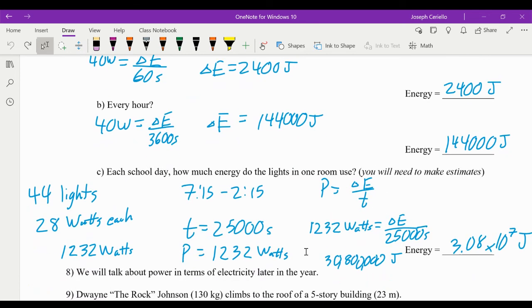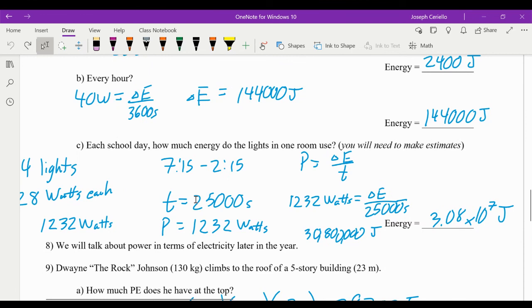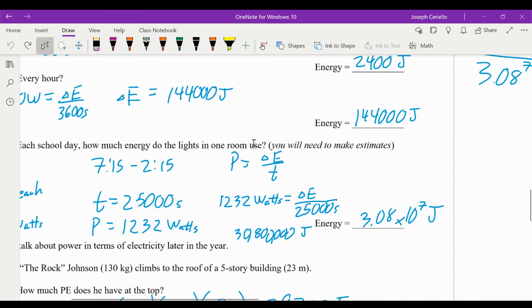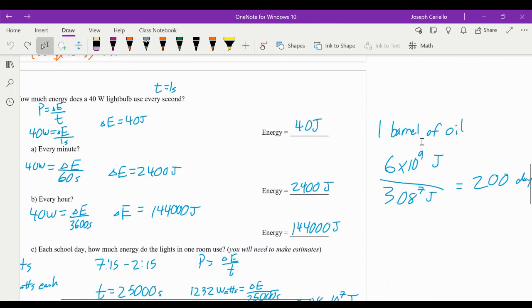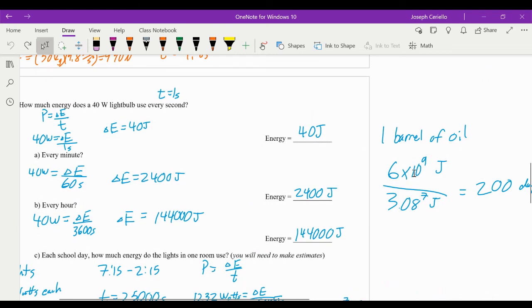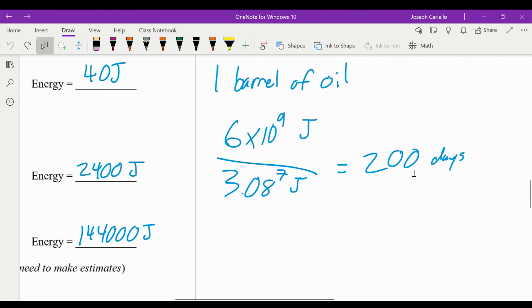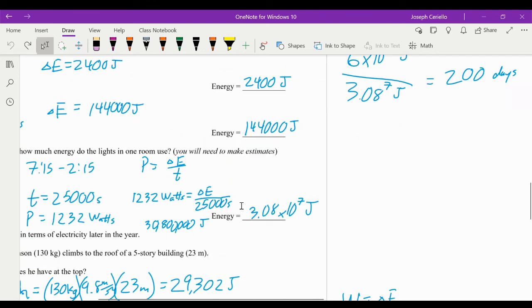So this is an activity here, finding out how much energy lights use in one room over, I believe, the course of a school day. So we counted 44 lights in the room and 28 watts each. So we came out to a total of 1,232 watts. And some people are estimating about 7 hours in a school day, which is about 25,000 seconds. So our power is 1,232. Our time is 25,000. Plug that into our equation here. We find that the change in energy is about, I think, 30 million joules. Just to give you an idea of how much energy that is, 1 barrel of oil has about 6 billion joules of energy. So we can get about 200 days of power out of a barrel of oil, about a school year.